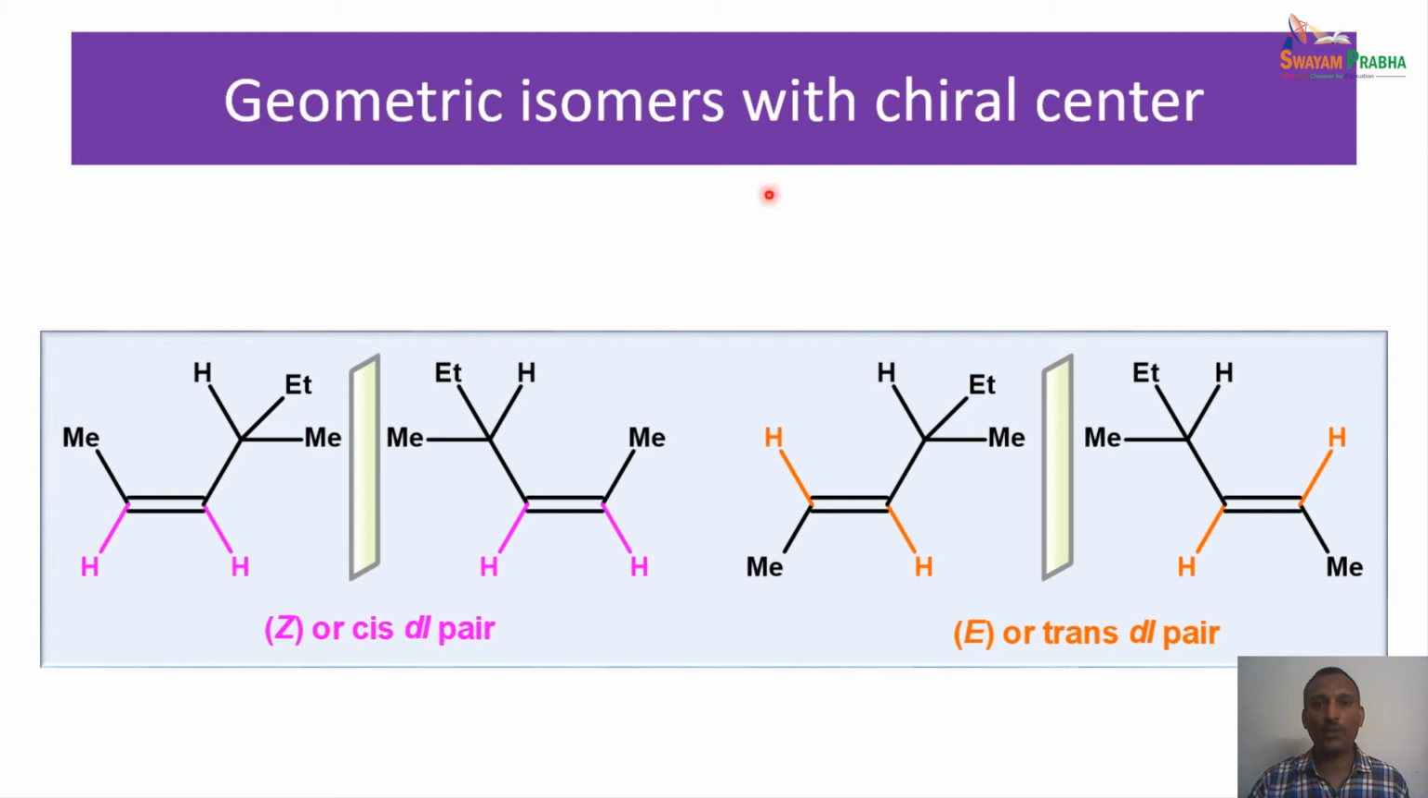Geometric isomers can also show chirality. If a chiral center is present, we can also assign them. In this particular case, these two hydrogens are on the same side, so this is the Z isomer. This is basically the DL pair, or the cis isomer we can also say. If it is a trans isomer, they are shown like this, so this again is a DL pair. In this case both hydrogens are on the opposite side. This way we can also assign E or Z nomenclature in the presence of a chiral center, that is, the enantiomers, because there is a chiral center present in the compound. In the same way, here is the chiral center.